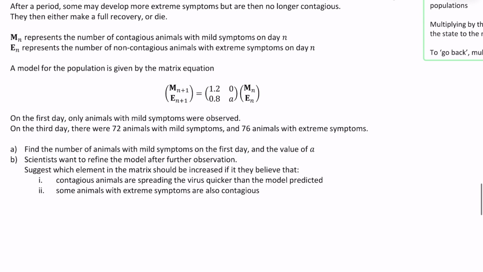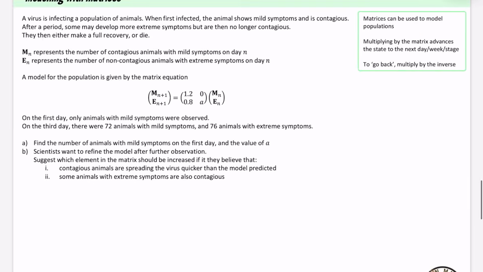On the first day, only animals with mild symptoms were observed. On the third day, there were 72 animals with mild symptoms and 76 animals with extreme symptoms. Find the number of animals with mild symptoms on the first day and the value of a. So, we kind of want to go back from the one we've got more information on, which is the third day. We want to go back to the first day, which might be about doing something to do with the inverse.